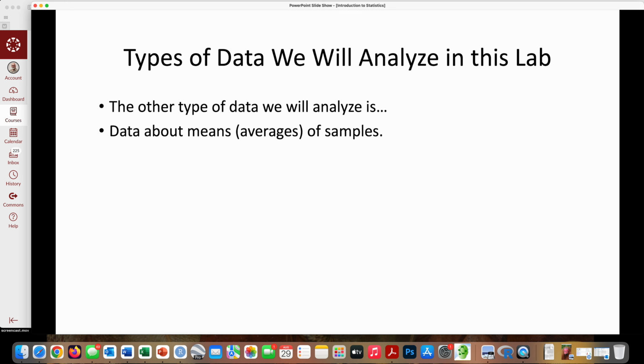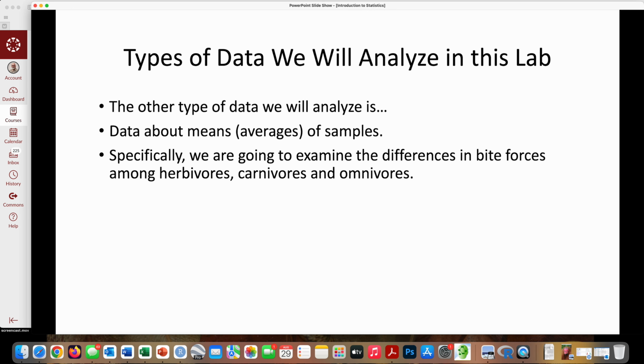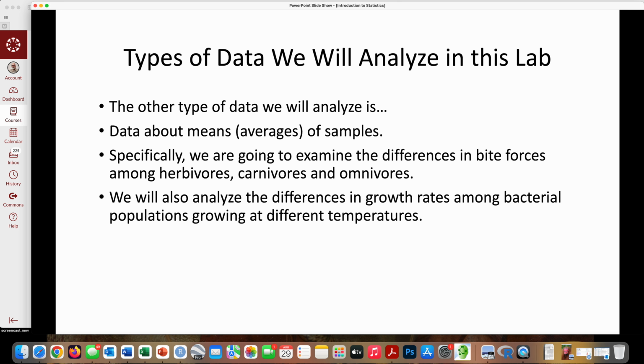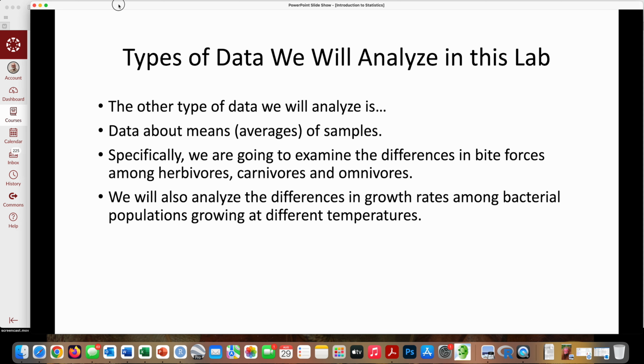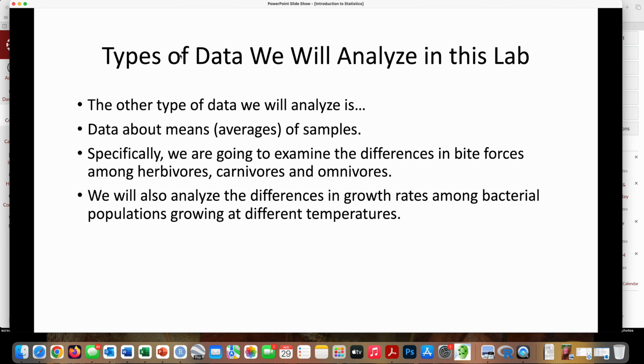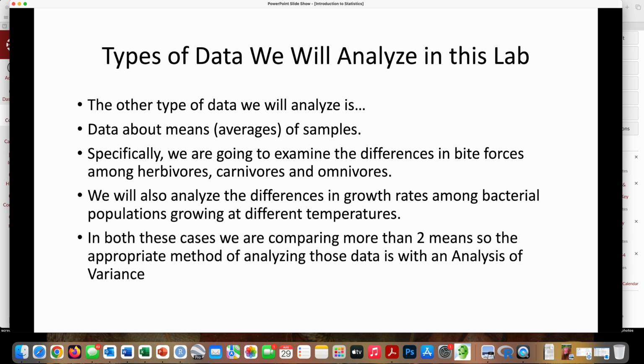The other type of data that we'll analyze is data about means. We'll do this a number of times when we talk about the skull morphology of the different vertebrate groups that we're looking at. Also, when we analyze population growth rates in bacteria, we will do analyses of variance. And so we're going to be comparing more than 2 means, so they need to know what an analysis of variance is and how it works.